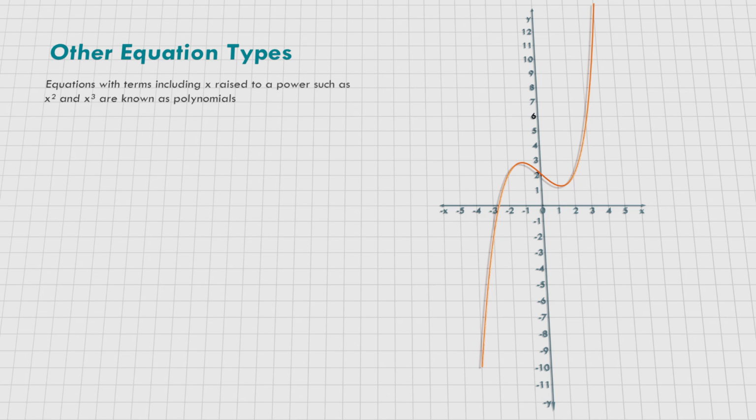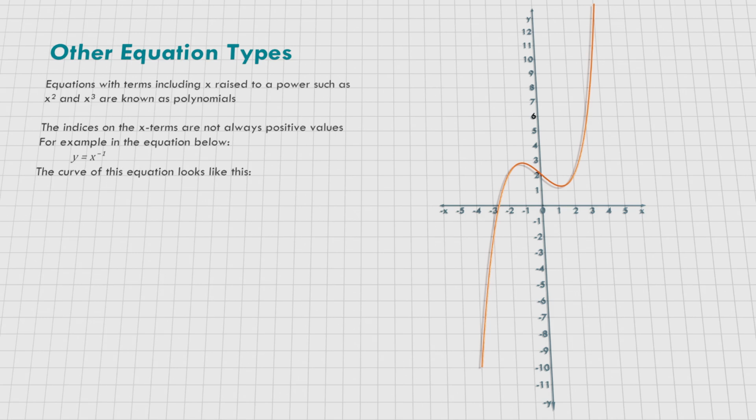Equations with terms including x raised to a power such as x squared and x cubed are known as polynomials. The indices on the x terms are not always positive values. For example, in the equation below, y equals x raised to the minus 1, the curve of this equation looks like this.